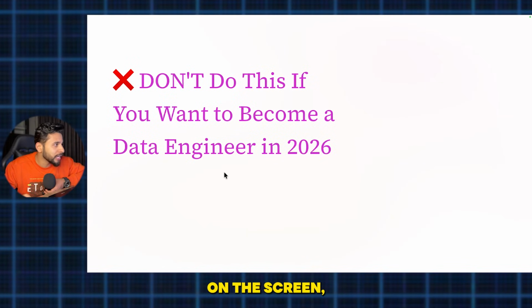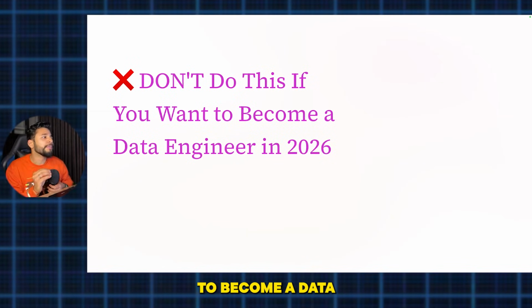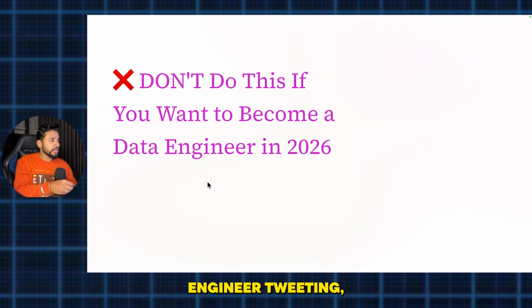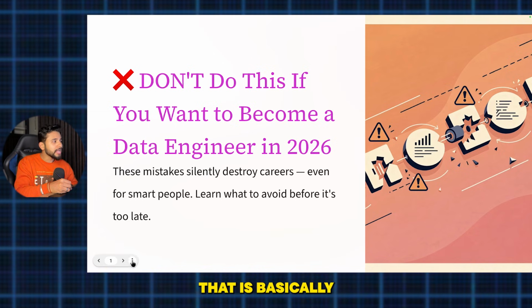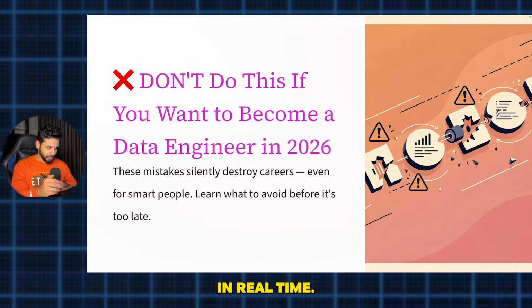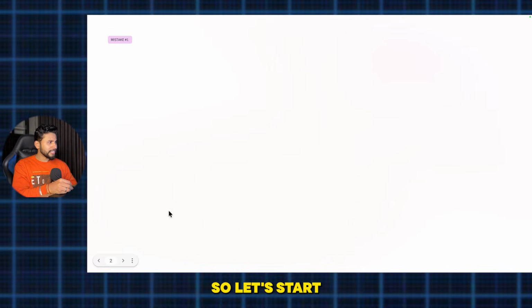As you can see on the screen, don't do this if you want to become a data engineer in 2026. Never make this mistake. These mistakes are definitely very important to understand. Maybe it can feel generic to you, but if you try to understand the major points and the depth of it, you will be able to crack into data engineering. Okay, so let's start with the first one.